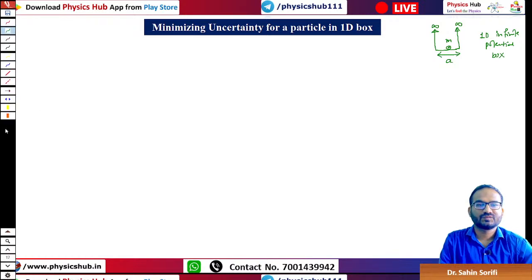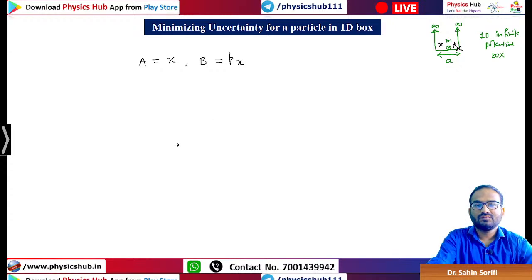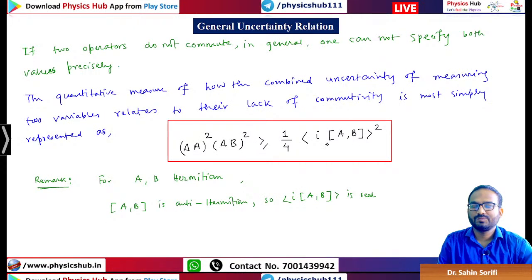Maybe we can say this is A. This width of the box is A. This is a 1D infinite potential box. This we'll discuss later. For the time being, to apply the general uncertainty relation, we need A and the corresponding momentum B. So, minimizing the uncertainty for a particle in a 1D box, here we can denote the position by x and the corresponding momentum of this particle by px. So one canonical variable will be x, another canonical variable will be the corresponding momentum, that is px.